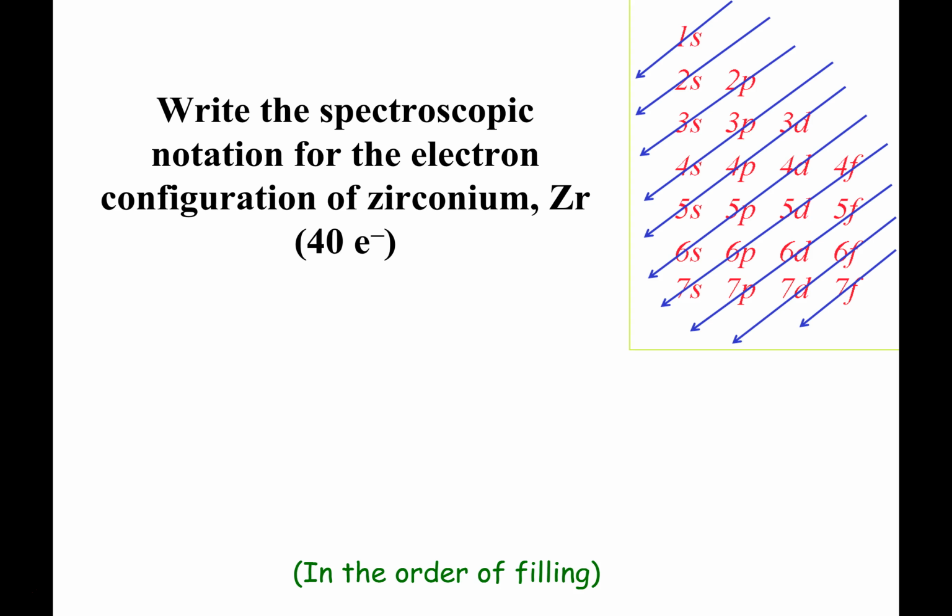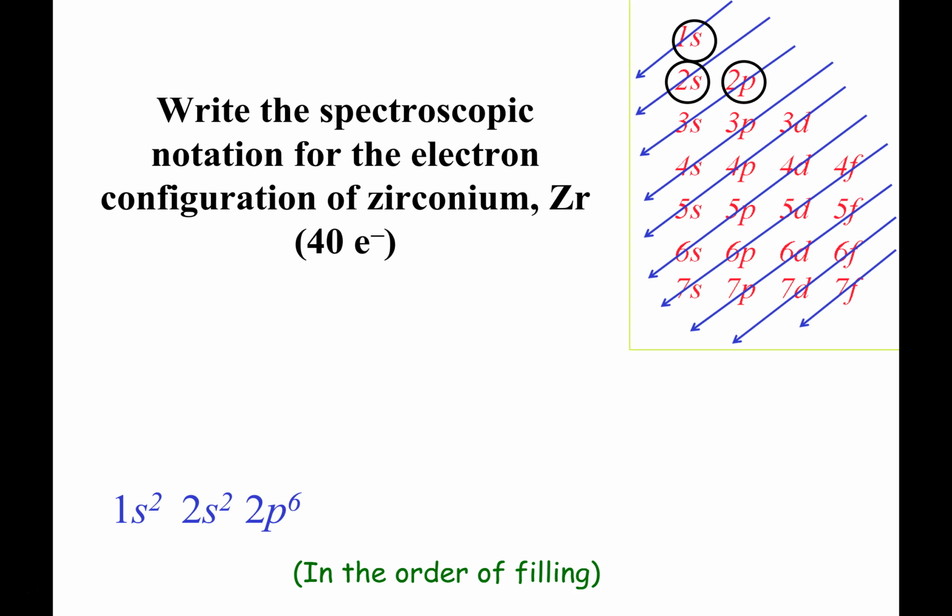So zirconium, the element, is atomic number 40. And so if it's neutral, which is being shown up here, we need to find homes for those 40 electrons. So the first 2 electrons go into 1s, so 1s2. The next 2 electrons go into 2s, so 2s2. The next 6 electrons go into 2p, 2p6.